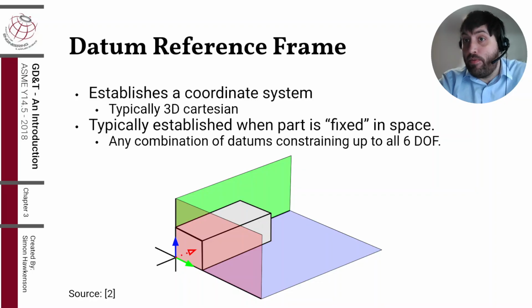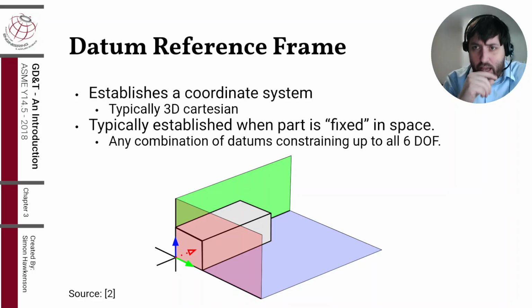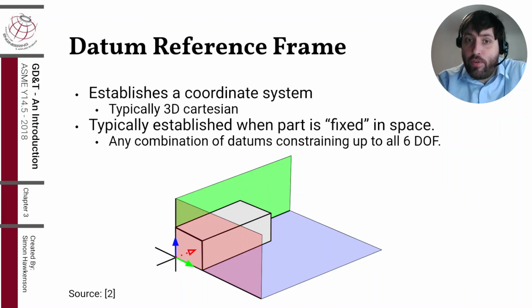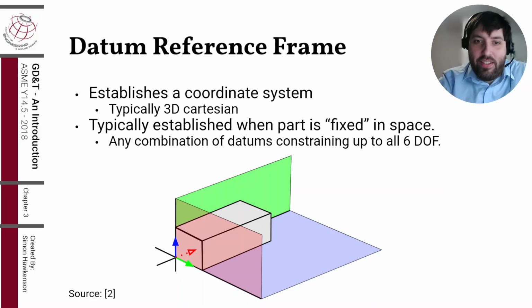Let's talk about datum reference frames. I mentioned that the DRF is kind of like a coordinate system. It's usually 3D Cartesian, and it's typically established when a part is fixed in space. That means all 6 degrees of freedom are constrained. As a bit of a review, the 6 degrees of freedom are 3 rotations, one about each axis, and 3 translations. Partial datum reference frames are also an option, but for now, let's put that aside and not overcomplicate things.